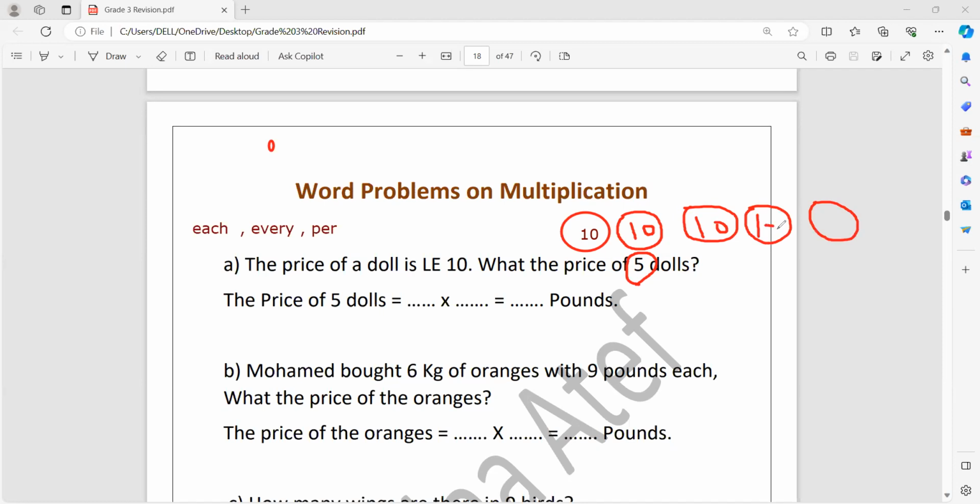It means that here we have a number which is repeated. So a repeated number means multiplication. So you have number 10. This 10 is repeated 5 times, so it will be 10 times 5. And 10 times 5 or 5 times 10 will give you 50. So the total price will be 50 LE.